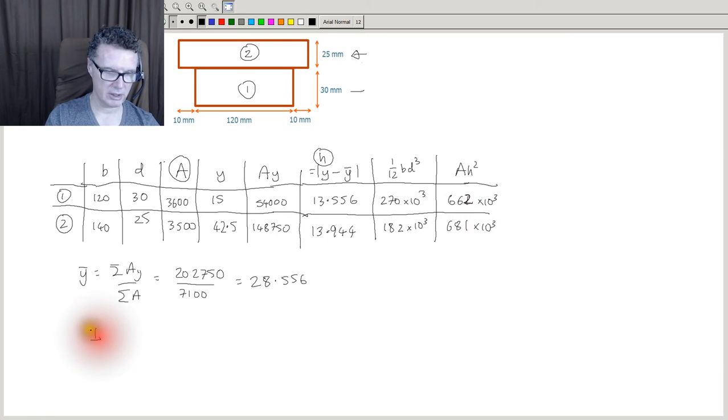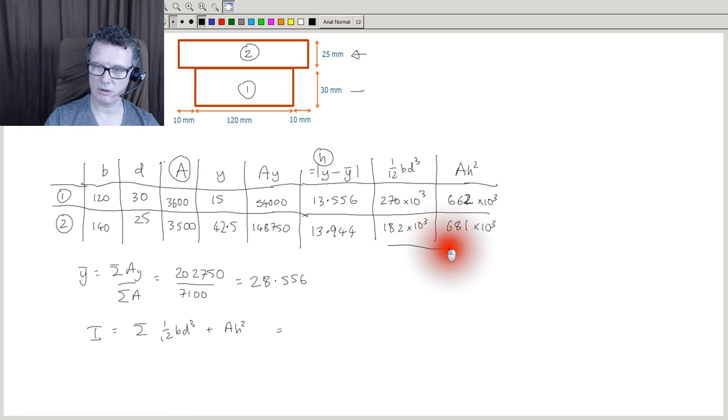So our I is going to be the sum of our 12ths BDs to the power of 3 plus the AH squareds. So we're going to add up all these things in these two columns. What do we get? So you can ignore the 10 to the 3s and just add up 270 plus 182 plus 662 plus 681. And that gives me 1.795 times 10 to the power 6.